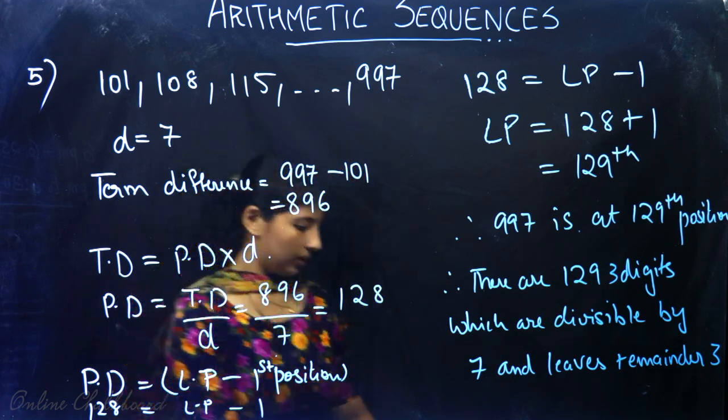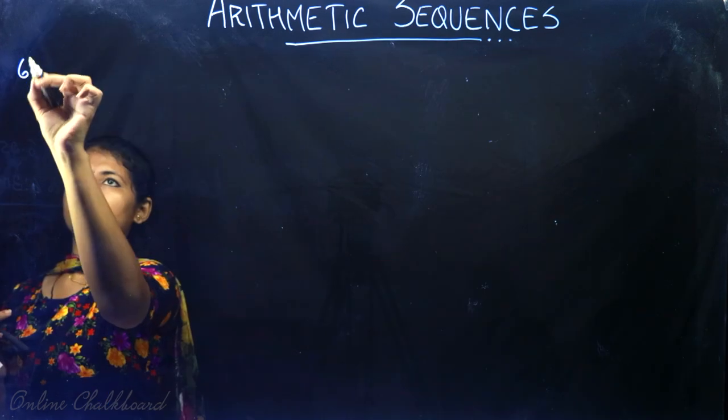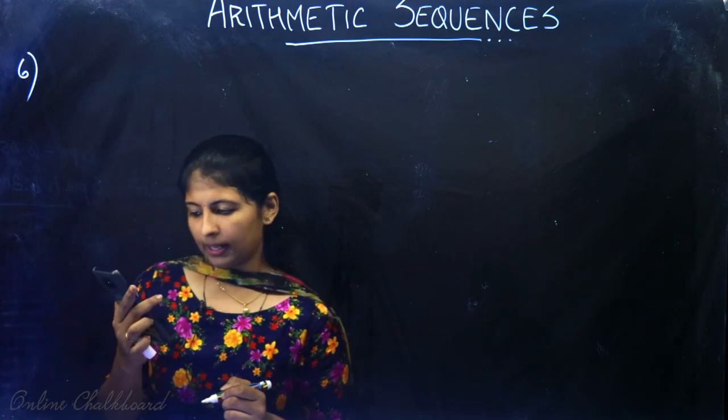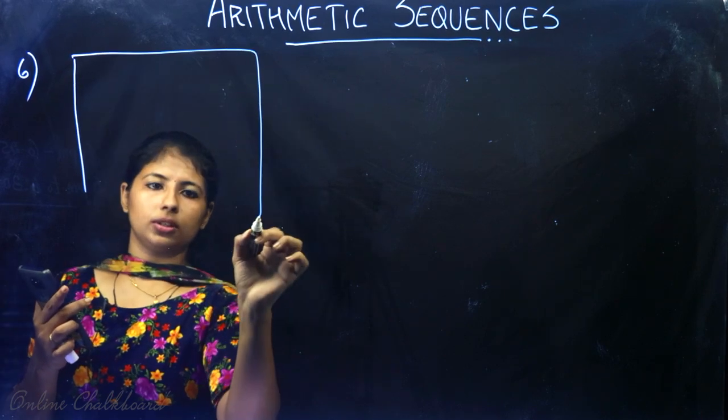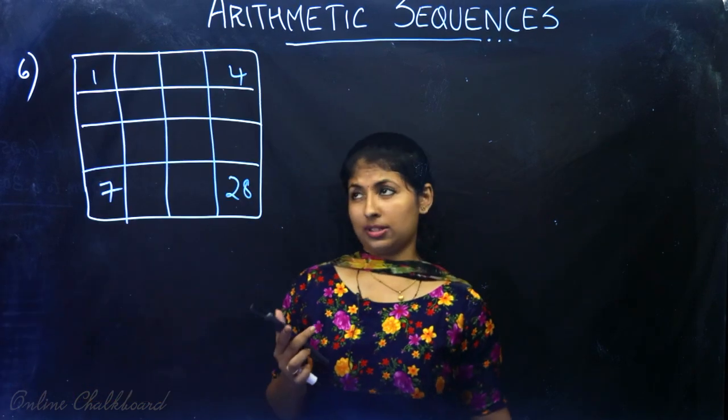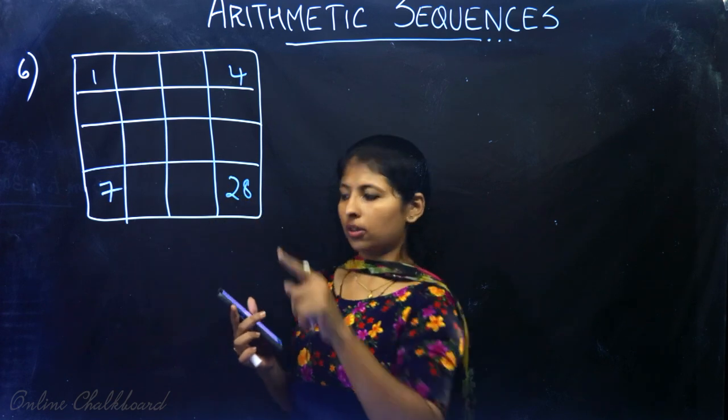So now move on to the last question of this exercise. Question number 6. Fill up the empty cells. There is a box in the question. Okay, now let's move on to question number 6. There is a box in the question.